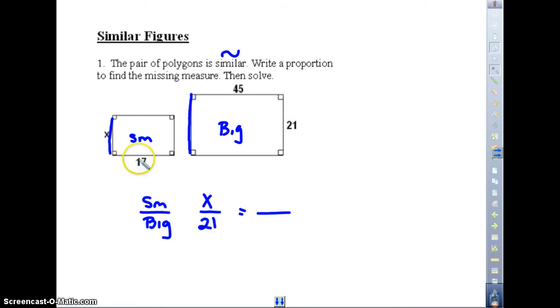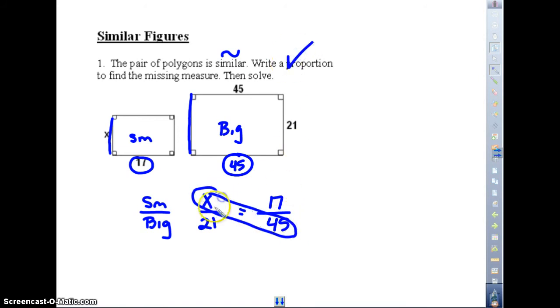Go back to the small. 17 in the small corresponds to what number in the big? Well, it's got to be 45 because it's a rectangle. So there's your proportion, and you've got it set up. Write a proportion, and we did. Now cross multiply and solve for x. I know you know how to do this, so I'm not going to do it for you.